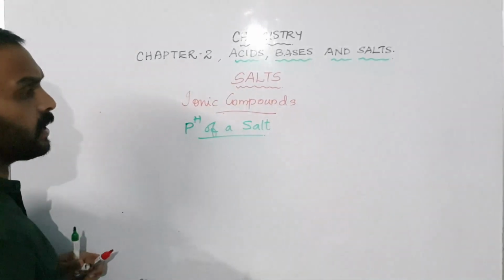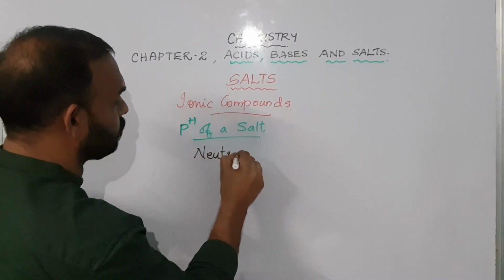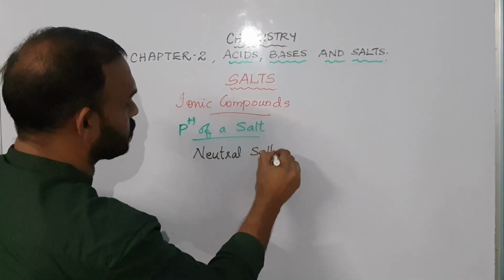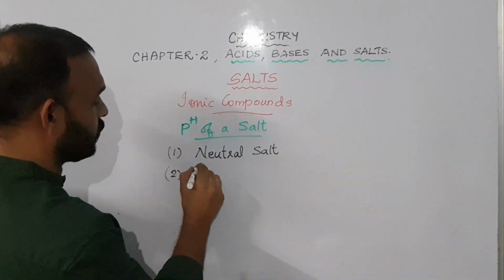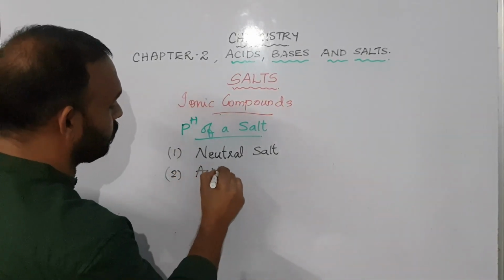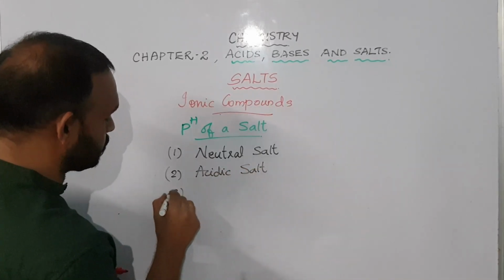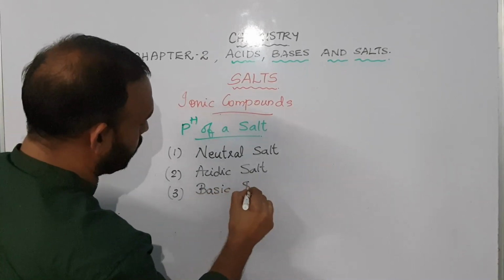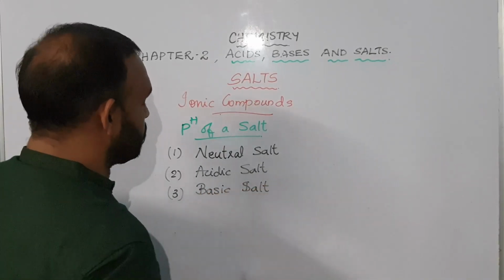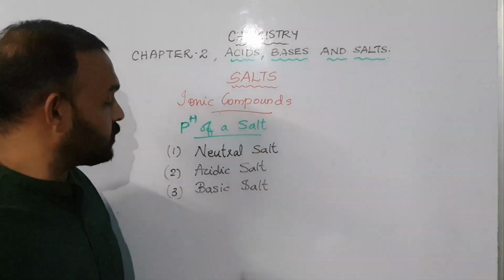What are those three kinds of salts? One is neutral salt. Second one is acidic salt. And third one is basic salt. First one is neutral salt, second one acidic salt, and our third one is basic salt.